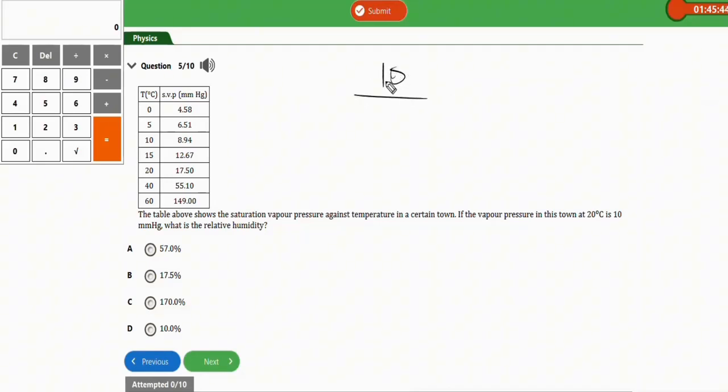Now the saturated vapor pressure at room temperature will be, when you check at 20 degrees Celsius, we have the saturated vapor pressure to be 17.50. So this will give us 10 over 17.50 times 100 over 1. So that's basically how you can solve this kind of problem. The least over the highest in the parameters we are using times 100 over 1.